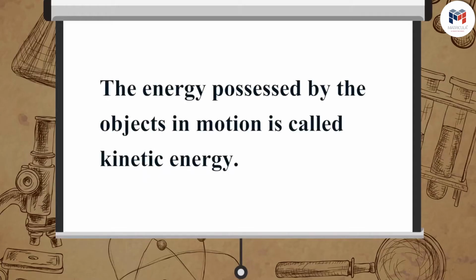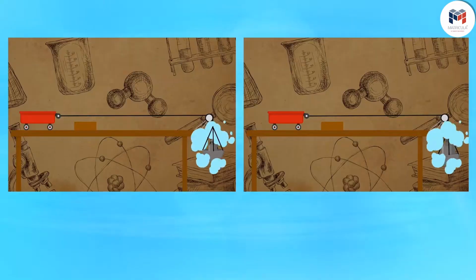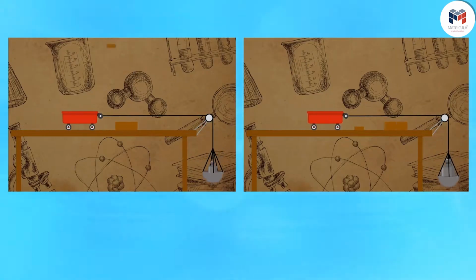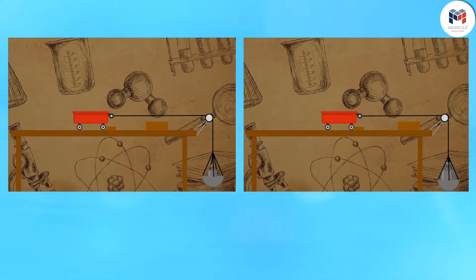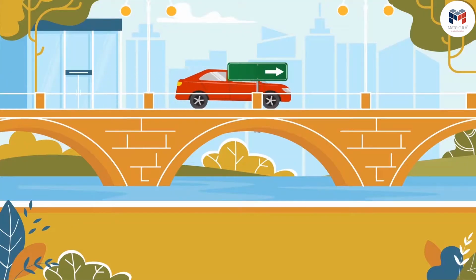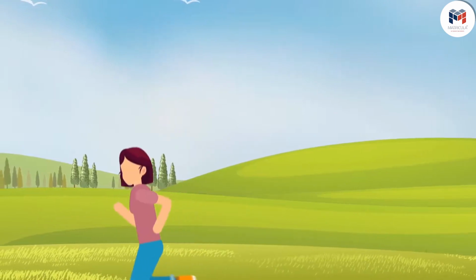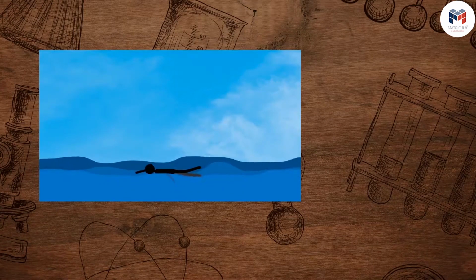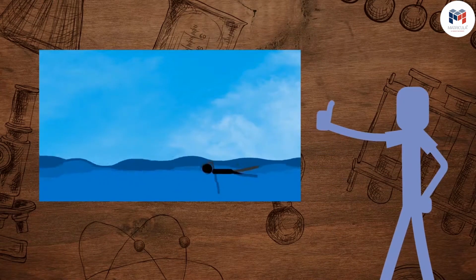The energy possessed by the objects in motion is called kinetic energy. Therefore, kinetic energy can be defined as the energy possessed by an object by virtue of its motion. The more the speed, the more the kinetic energy. A speeding car, an athlete running, and a man swimming are a few more examples of kinetic energy.